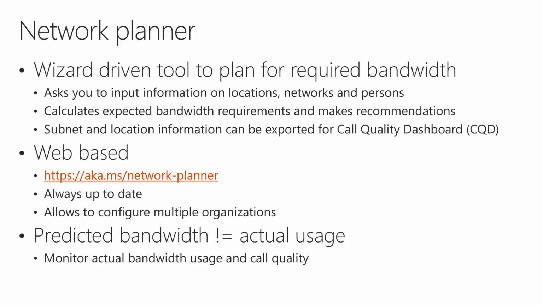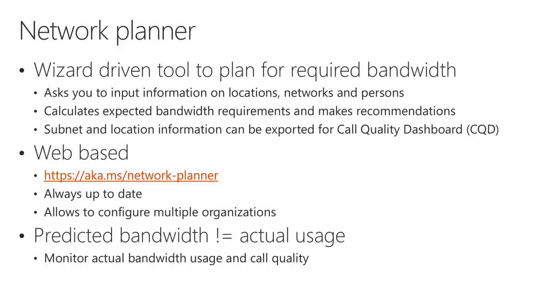The Network Planner is completely web-based. You can find it at aka.ms/network-planner, and it's always up to date. So if something in the product changes, if a codec changes or requirements, the Network Planner will always be up to date with that information. The Network Planner also allows you to configure multiple organizations. So if you're a partner and you work with multiple customers, you can create multiple different profiles there and work with all of these.